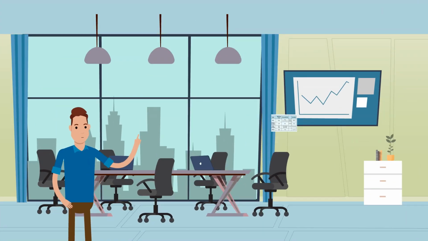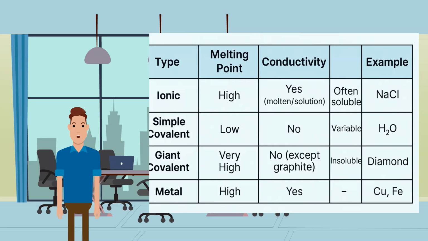So in summary, ionic: high melting points, conductors when molten. Covalent: low melting, nonconductors. Giant covalent: super high melting, mostly nonconductors. Metals: shiny, strong, and excellent conductors.